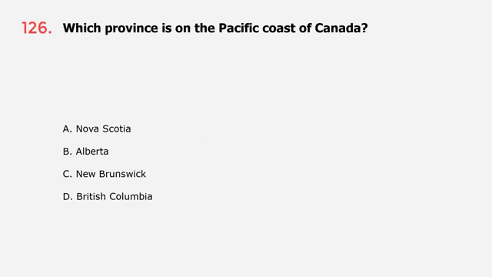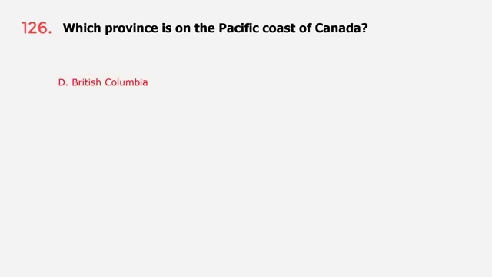Question 126. Which province is on the Pacific coast of Canada? A. Nova Scotia. B. Alberta. C. New Brunswick. D. British Columbia. The answer is D. British Columbia.